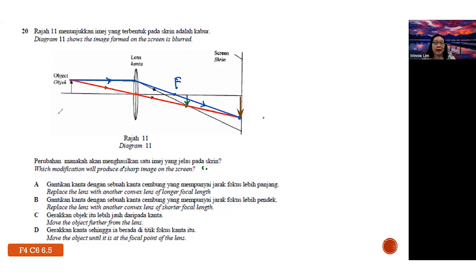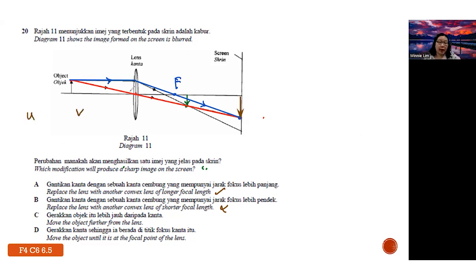So let's see the options regarding focal length now. Replace the lens with a convex lens of longer focal length. Yes, this is what we want. Shorter, no. Unless your image is beyond the screen, then you need the reverse. Then you move the object further. So if you move the object further, you should know the relationship between object distance and image distance.